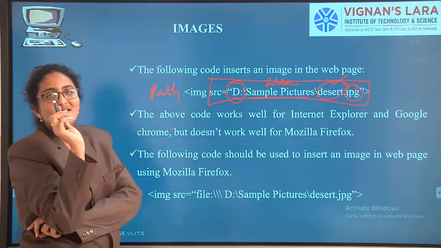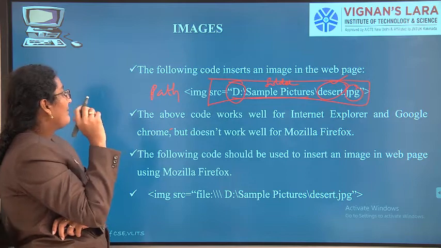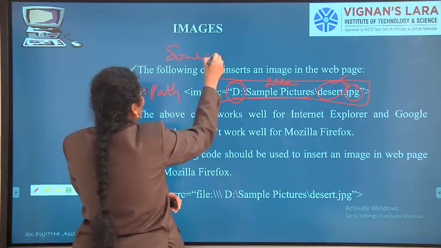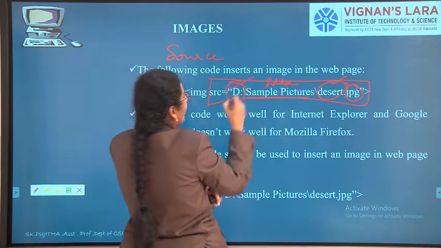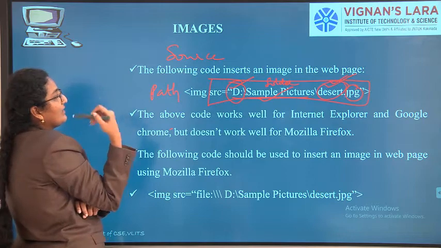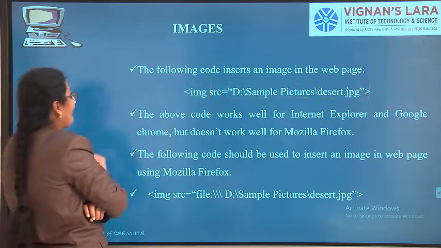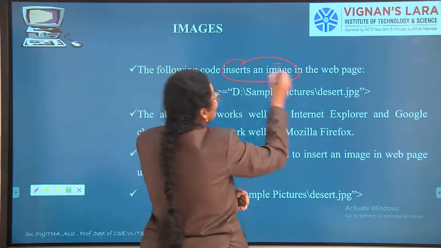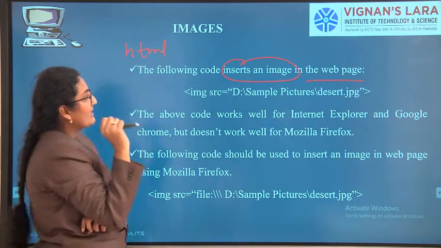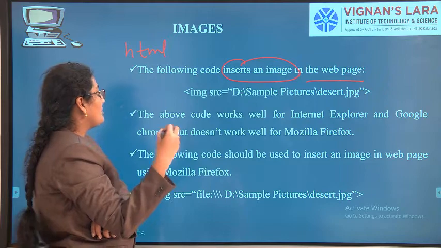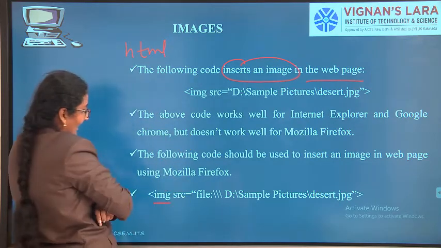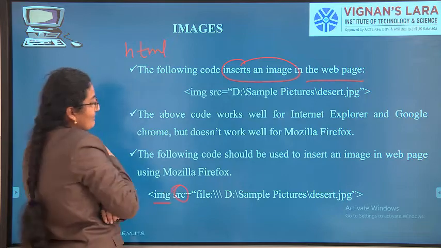Now we are going to insert images. To insert images, we should give a path. That path is called the source. So here I have given D drive, sample pictures, desert.jpg. I need to insert an image into a web page. Using HTML, we are inserting images into web pages. To insert an image into a web page, we have the image tag, and for that we should give a source.